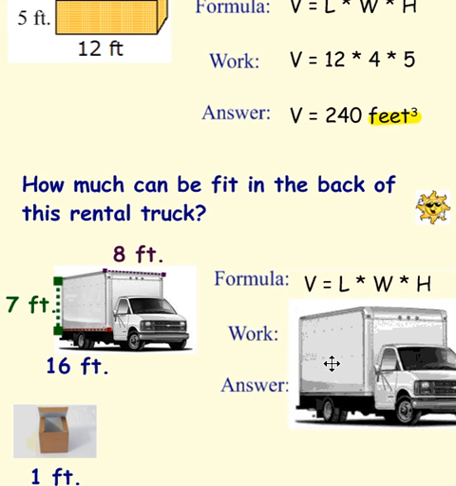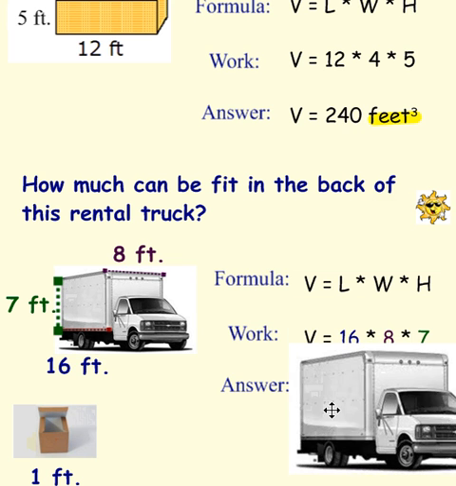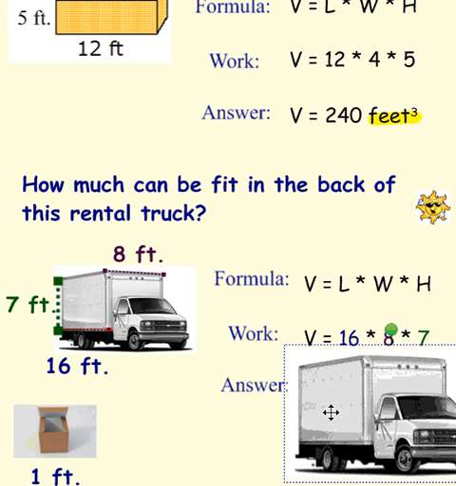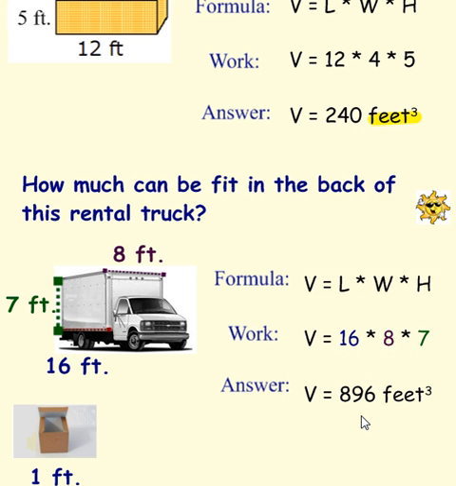Okay, you should have had the formula in there. You should have your 3 dimensions, and then it should be labeled with 896 cubic feet. Okay, hopefully this is pretty easy. Let's move into one example where we actually have to find the height, width, or length.